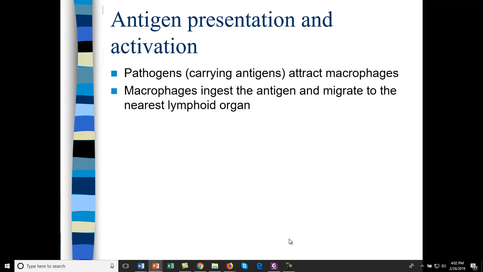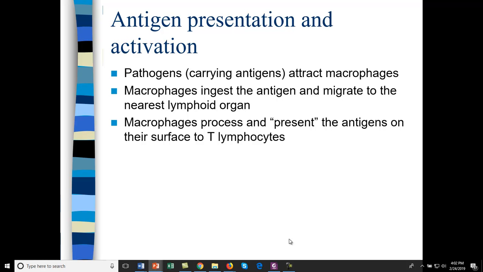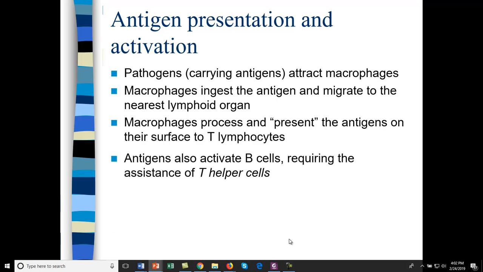Macrophages ingest the antigen, and then they migrate to the nearest lymphoid organ. Okay, so once they've ingested the antigen and the pathogen as well, I should say that, they will migrate to a lymphoid organ like the spleen or the appendix or the tonsils or some type of lymphoid organ. And then they process and they present the antigens on their surface. Okay, macrophages actually decorate their surface with the antigens of the pathogen that they just ingested, and they present those antigens to T cells or T lymphocytes.